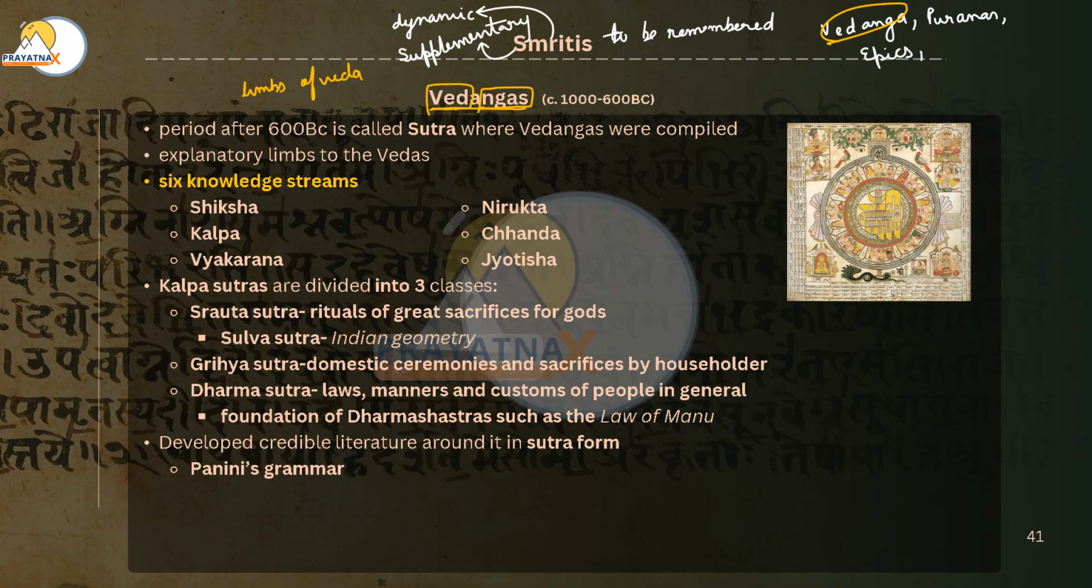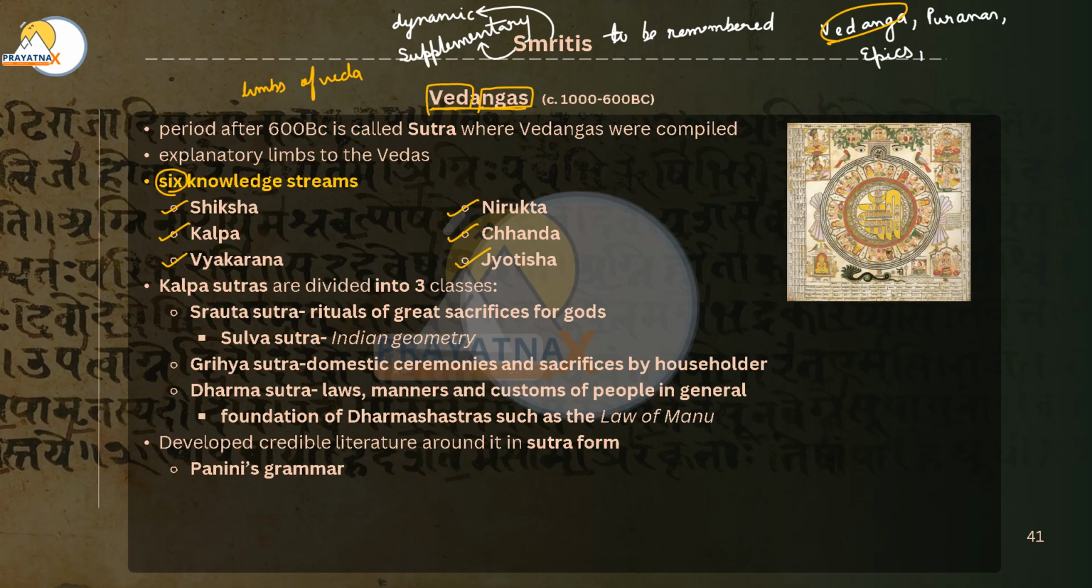Now, it has six knowledge streams, and these knowledge streams were an integral and essential part of the education system of the Vedic age, and it aimed to promote a holistic development of the students to provide them with a better understanding of the practices of the Vedas and the Vedic culture. So, of these six subjects, it included Shiksha, Kalpa, Vyakarana, Nirukta, Chanda, and Jyotisha.